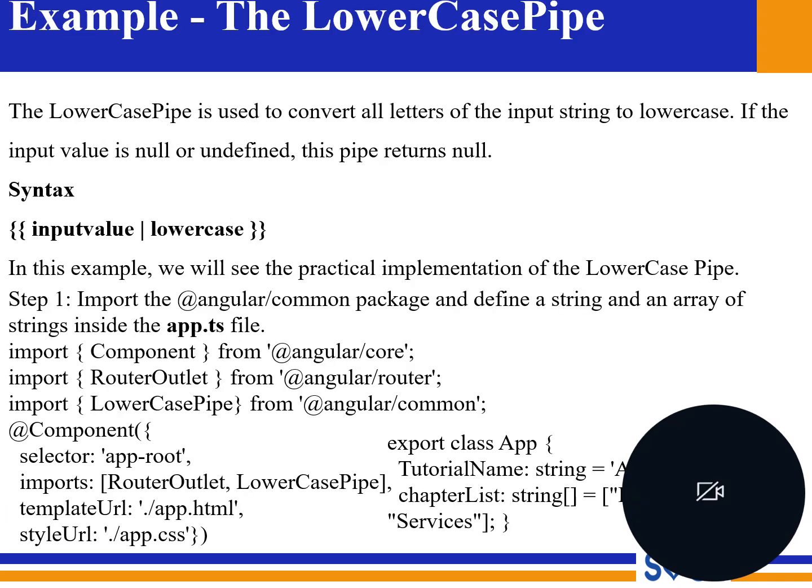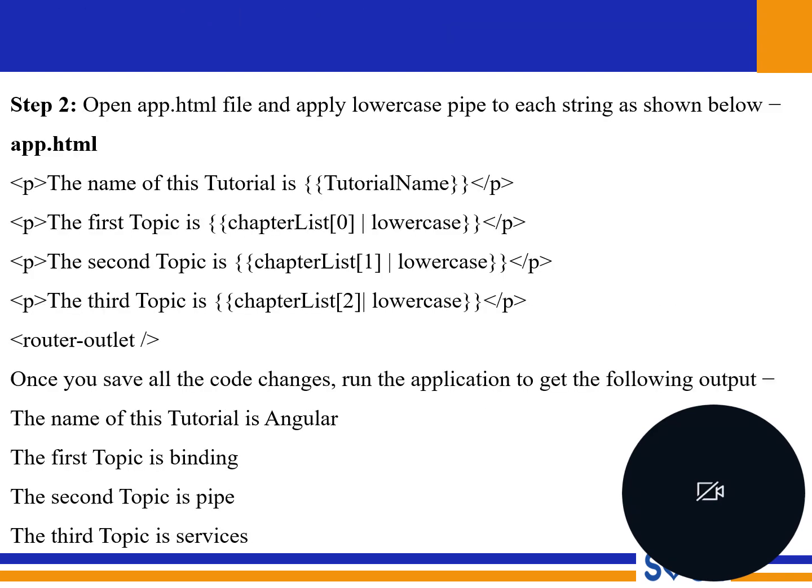Now we see the examples one by one. The first one is the lowercase pipe. In this example, we will see the practical implementation of the lowercase pipe. In step 1, as usual, we import the common package and define a string and an array of strings inside the app.ts file. In the second step, you have to apply the lowercase pipe to each string.